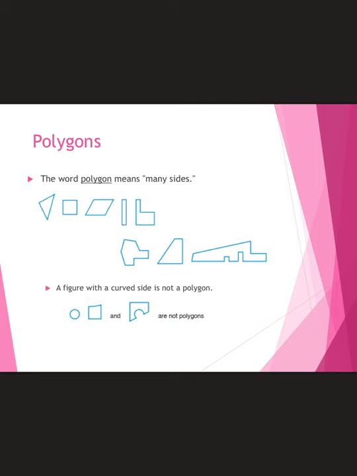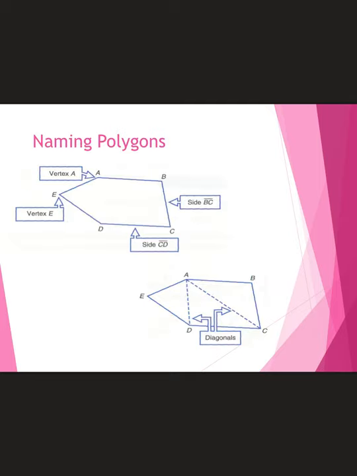And here I took a little snippet out of your book. Of course, you can see that looks like a square, but it has a slight curved side on it, so that is not a polygon. So again, anything with a curved side is not a polygon. So how do we name polygons?